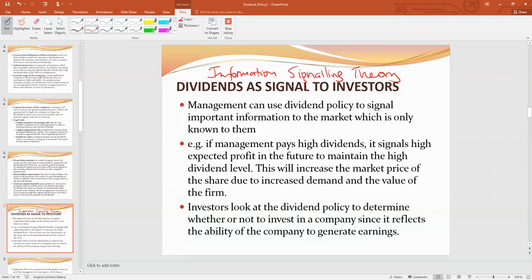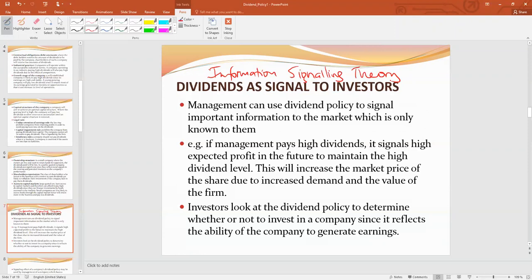Conventionally, firms would want, as much as possible, to avoid paying a high dividend. They would want to ensure that they pay a moderate dividend, a dividend that, even if we experience a bad year one day, we can still sustain payment of the dividend.